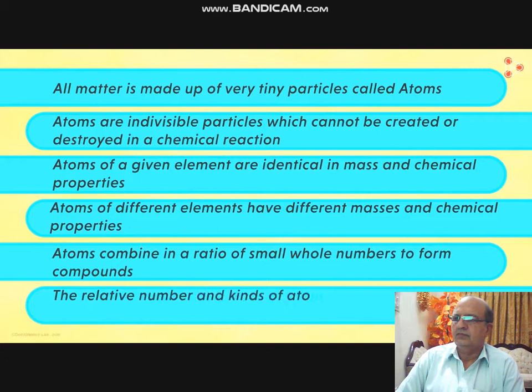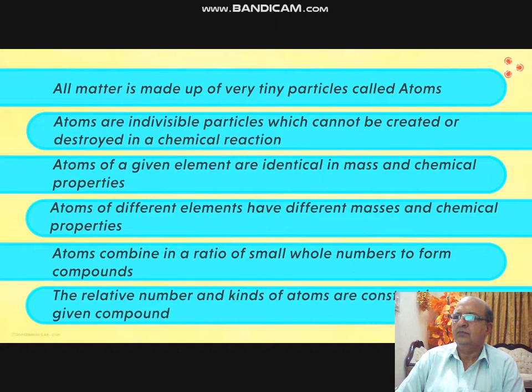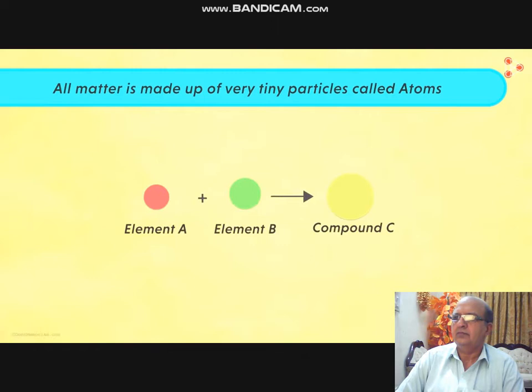I know I just rattled off the postulates. Don't worry, let us now understand each postulate one by one by taking the same example of elements A and B giving rise to compound C.